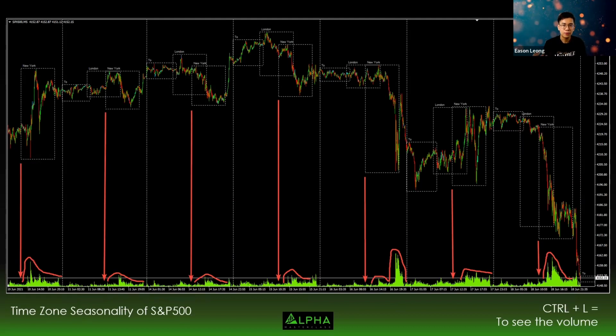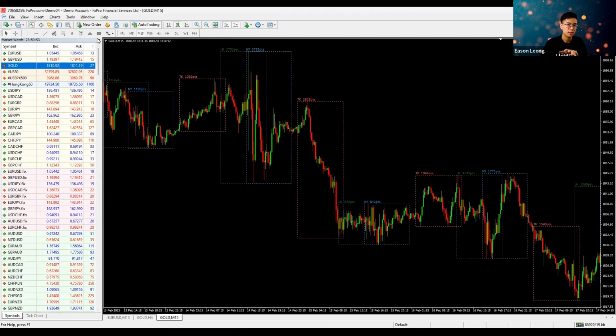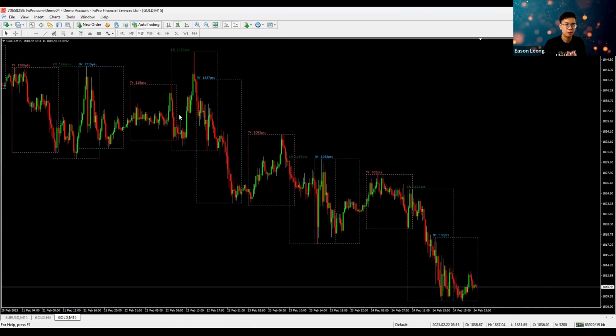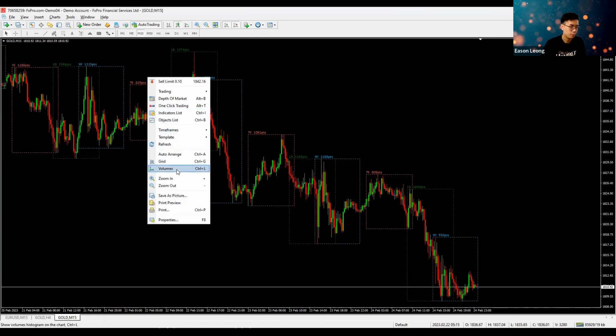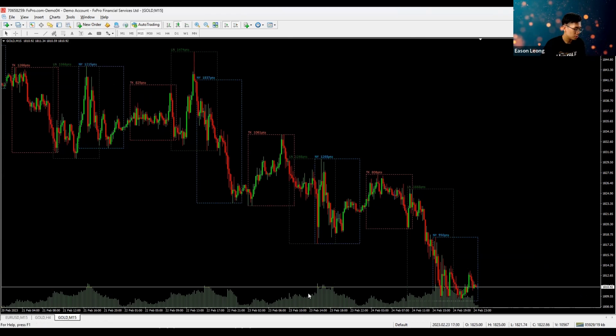This is just a proof to you guys that if you want to know whether the market you are trading is high volatility or not, what you can do is in your MT4, right click, open up the volume. Then you should be able to see this mountain thing. Okay, let's go to S&P 500.